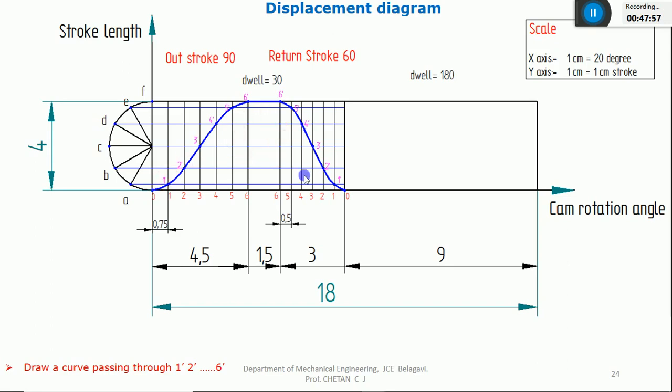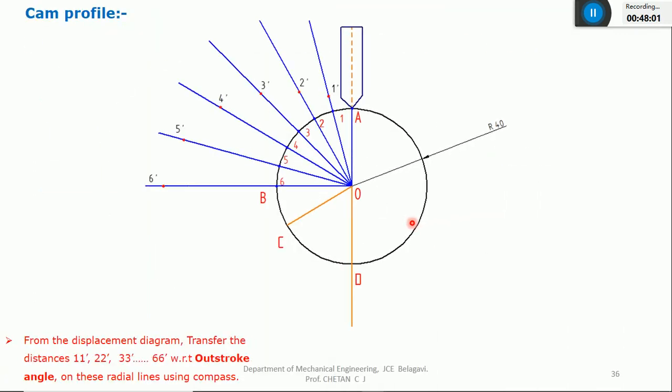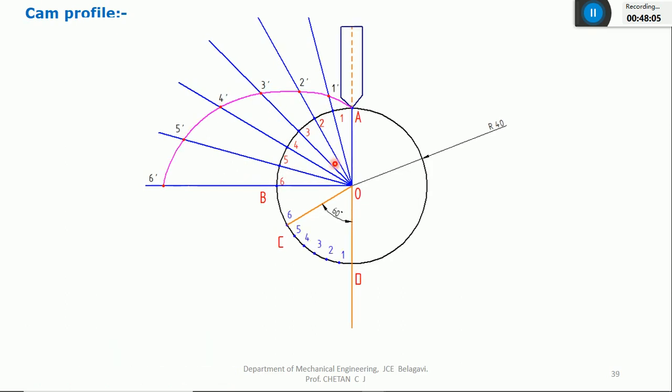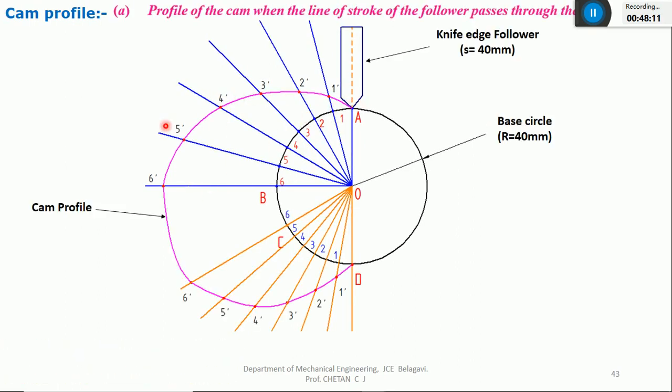Because I'll explain the cam profile, you have to transfer the distances from the displacement diagram. If you're taking 8 or 10 equal parts, it will take so much time. To simplify the solution, we are taking the optimized number of equal parts, 6, so that you will get a more accurate pattern of the cam profile.